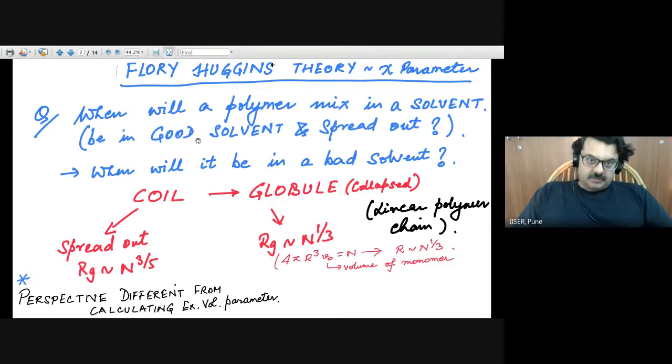Suppose it's a good solvent, and so what is the criteria? Of course it's energetics, but it is also entropy of mixing. So when will the polymer mix in a good solvent, and it depends upon the so-called chi parameter. And when will it be a bad solvent? Basically there will be a certain range of chi parameter when it will be the so-called bad solvent, and sometimes it will be a good solvent.